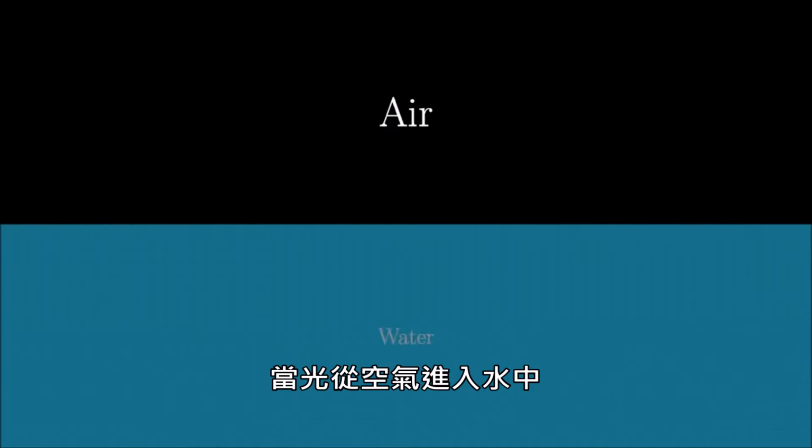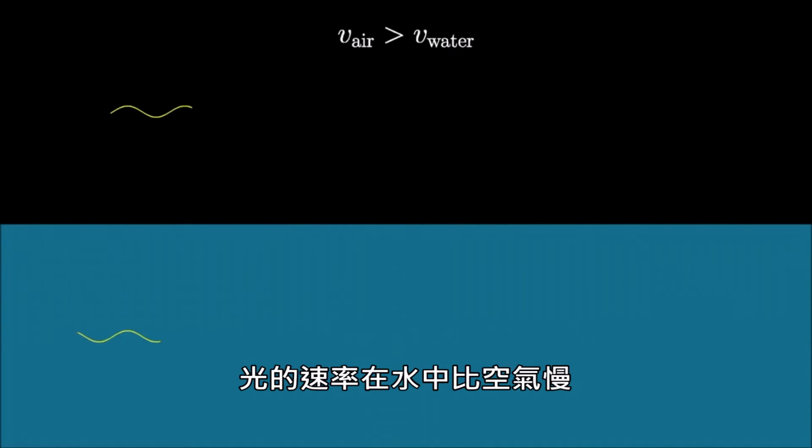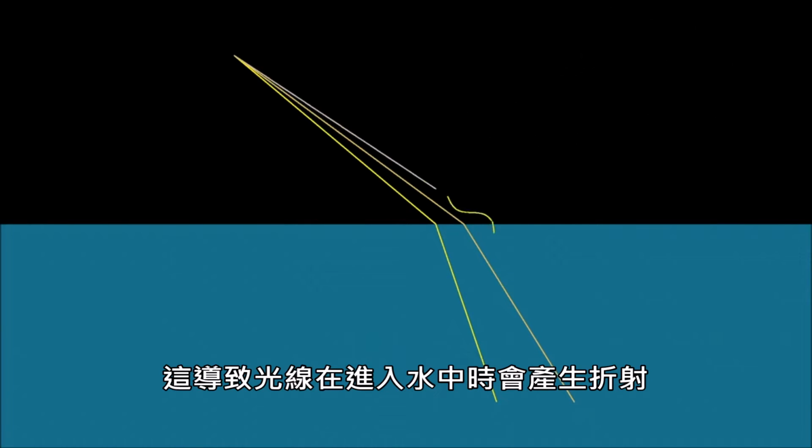Consider when light travels from air into water. The speed of light is a little bit slower in water than it is in air, and this results in the beam of light bending as it enters the water. Why?